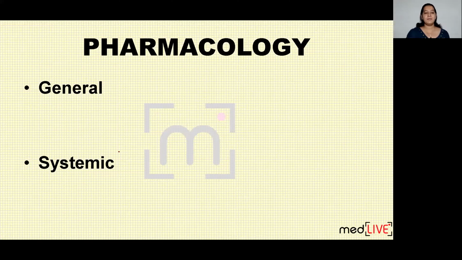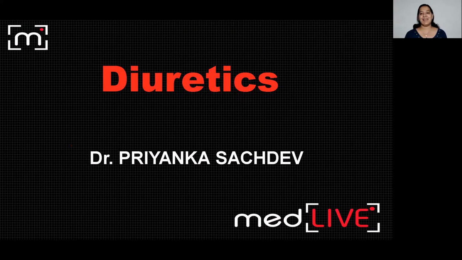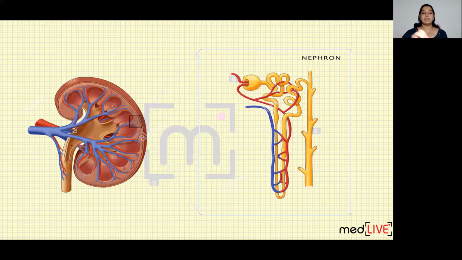So I am covering a topic from systemic pharmacology, that is the diuretics. But before understanding diuretics, you must understand the structure and physiology of the normal nephron. We know that humans have a pair of kidneys, the right kidney and the left kidney. Each kidney has three parts. The outermost part of the kidney is known as cortex, the middle part is known as medulla, and the innermost part is known as pelvis.